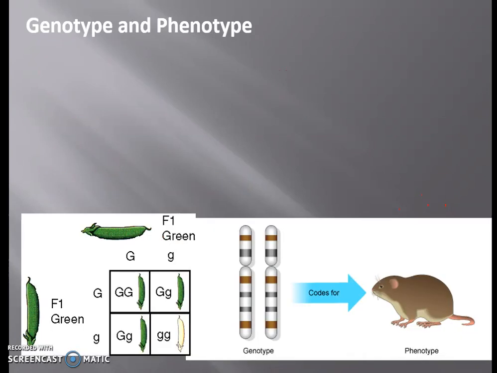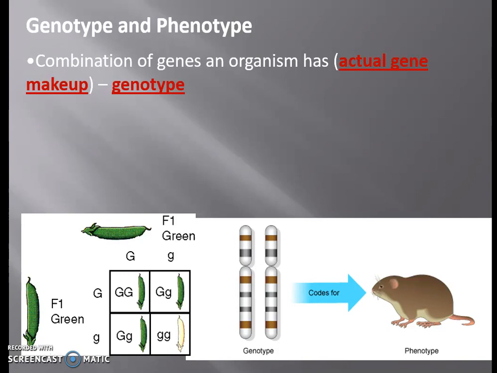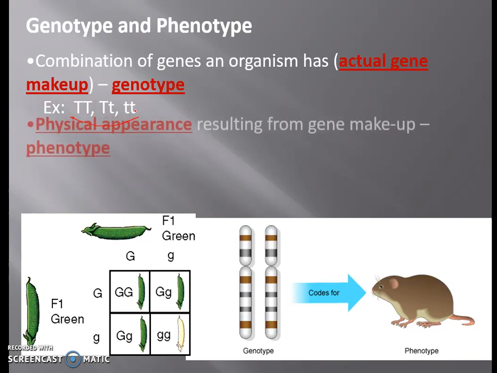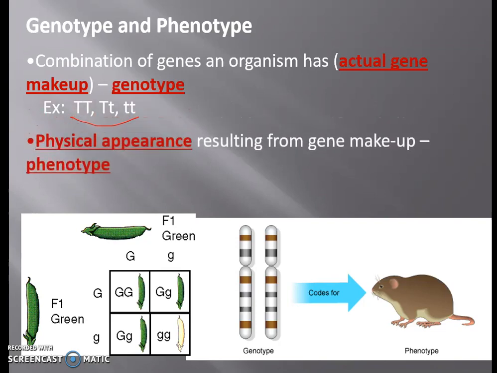So what are genotype and phenotype? Genotype is the combination of genes an organism has, that is, the actual genes you are going to have, like capital T and lowercase t. These letters are the genotype. And the physical appearance resulting from these genes is called the phenotype, like a hitchhiker thumb or a straight thumb.